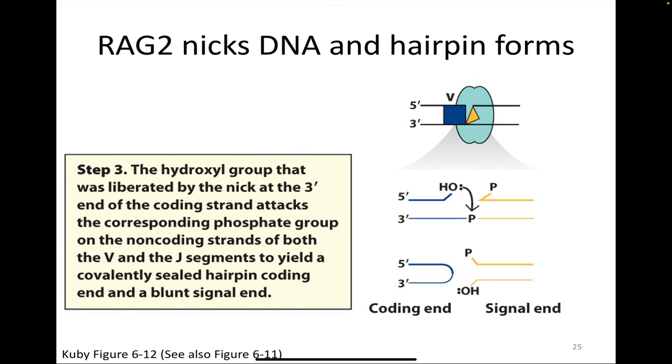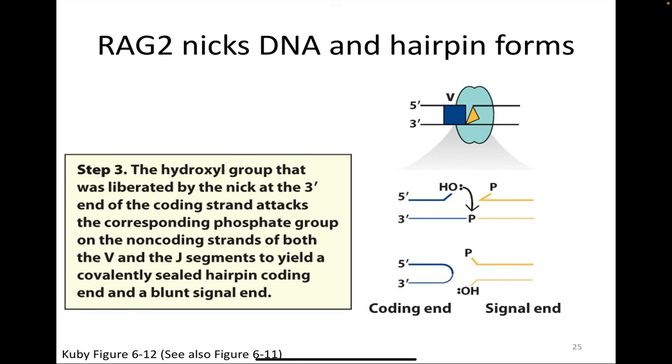That 3' OH, that 3' hydroxyl, does not like to be free. It doesn't appreciate being free. It's not good. And as a result, that free 3' hydroxyl performs a nucleophilic attack because it would like to be bound. Specifically, it performs a nucleophilic attack on the phosphate on the opposite strand.